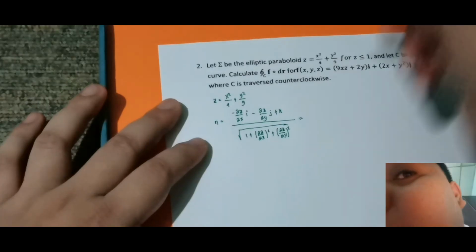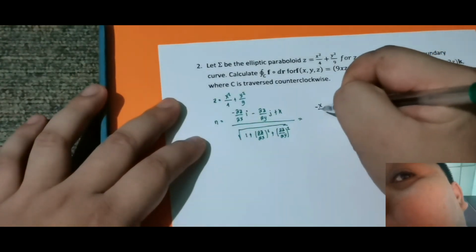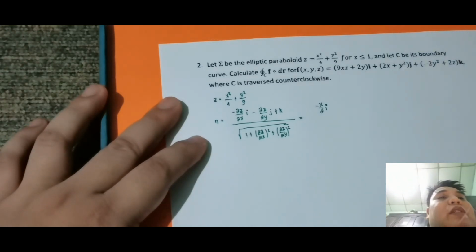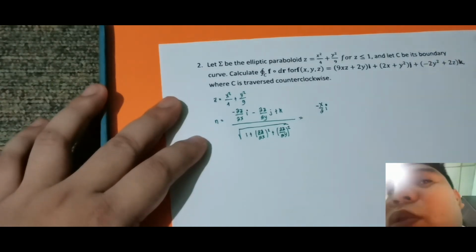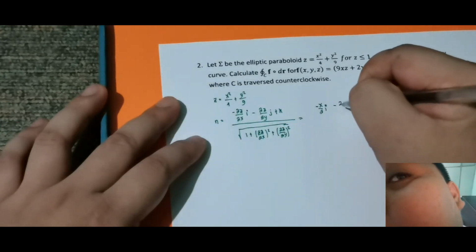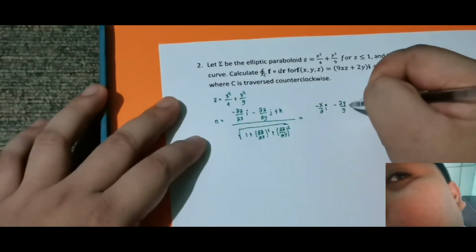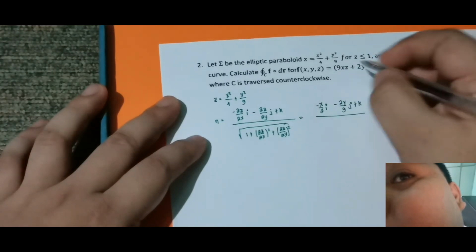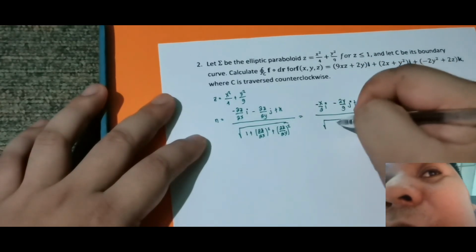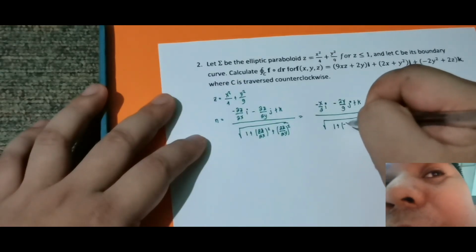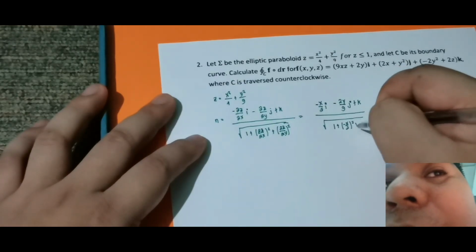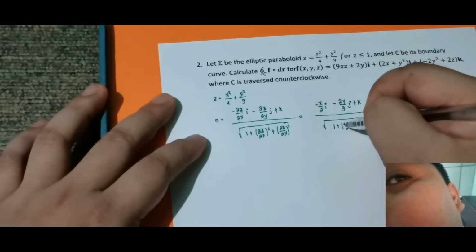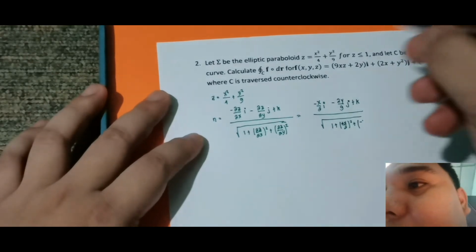So this is negative x over 2i. Then the partial derivative of z with respect to y is just 2y over 9, so this is negative 2y over 9j. Then plus k, all over 1 plus negative x over 2 squared plus... negative, positive lang pala to rather. So positive lang yung gagamitin natin.